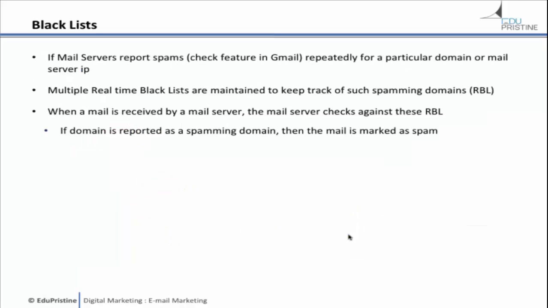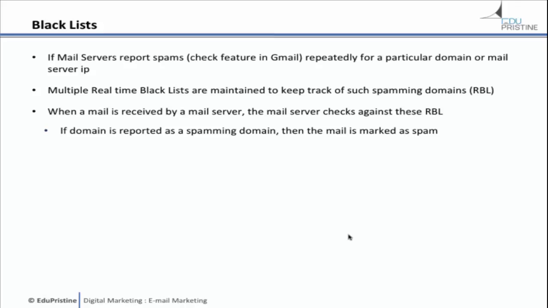Let's talk about blacklists. Now, if the mail servers report spam, check the feature in Gmail where you can go ahead and report spam repeatedly for a particular domain or mail server IP. Multiple real-time blacklists are maintained to keep track of such spamming domains. That's called RBL. When a mail is received, the mail server checks against these RBLs, and if the domain is reported as a spamming domain, the domain is marked as spam.